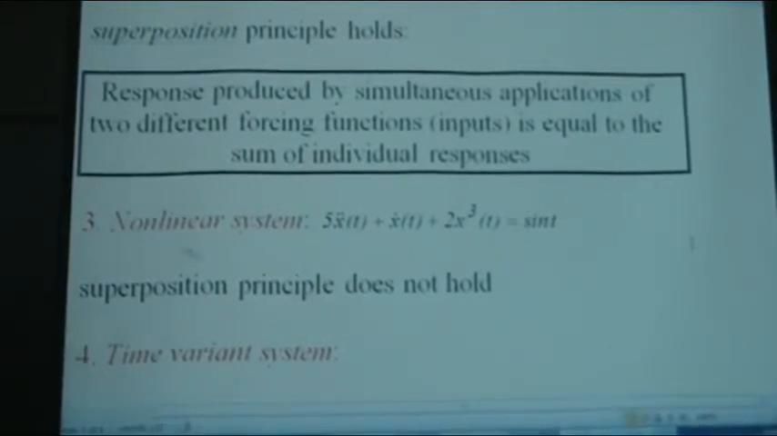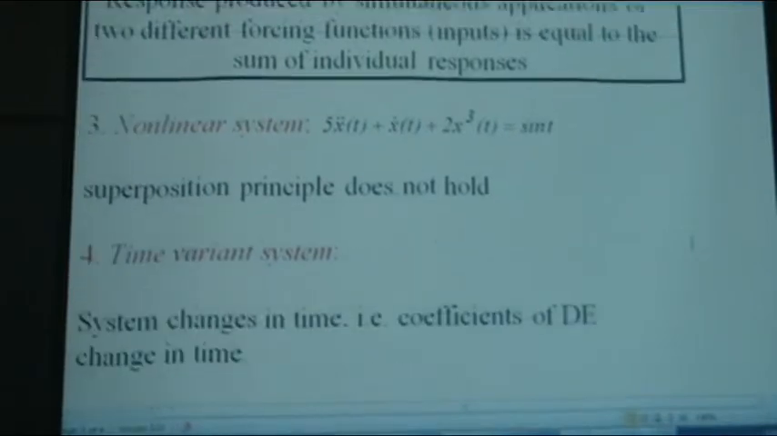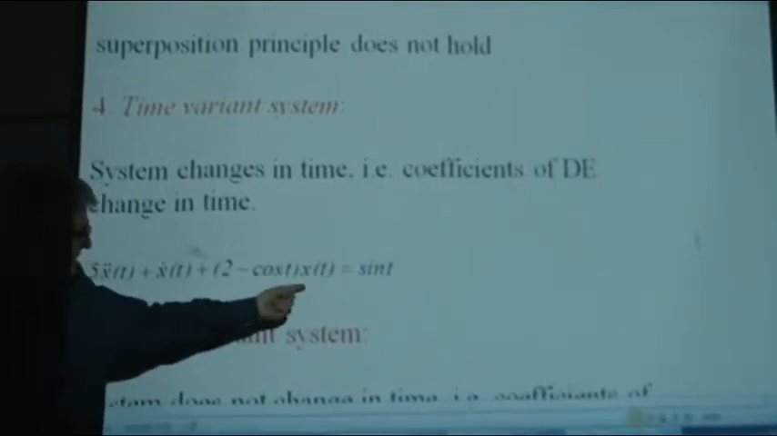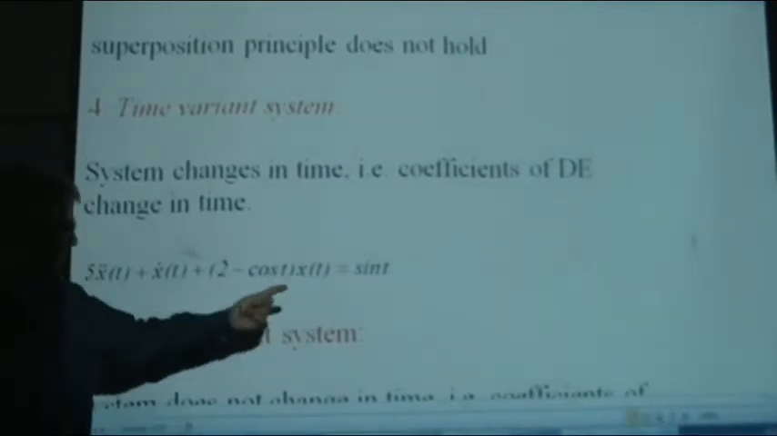A time invariant system is a system whose parameters don't change with time. Okay? A time variant system is a system whose parameters do change with time. This is a time variant system because the coefficient of the unknown x of t changes with time because of this cosine. Okay.